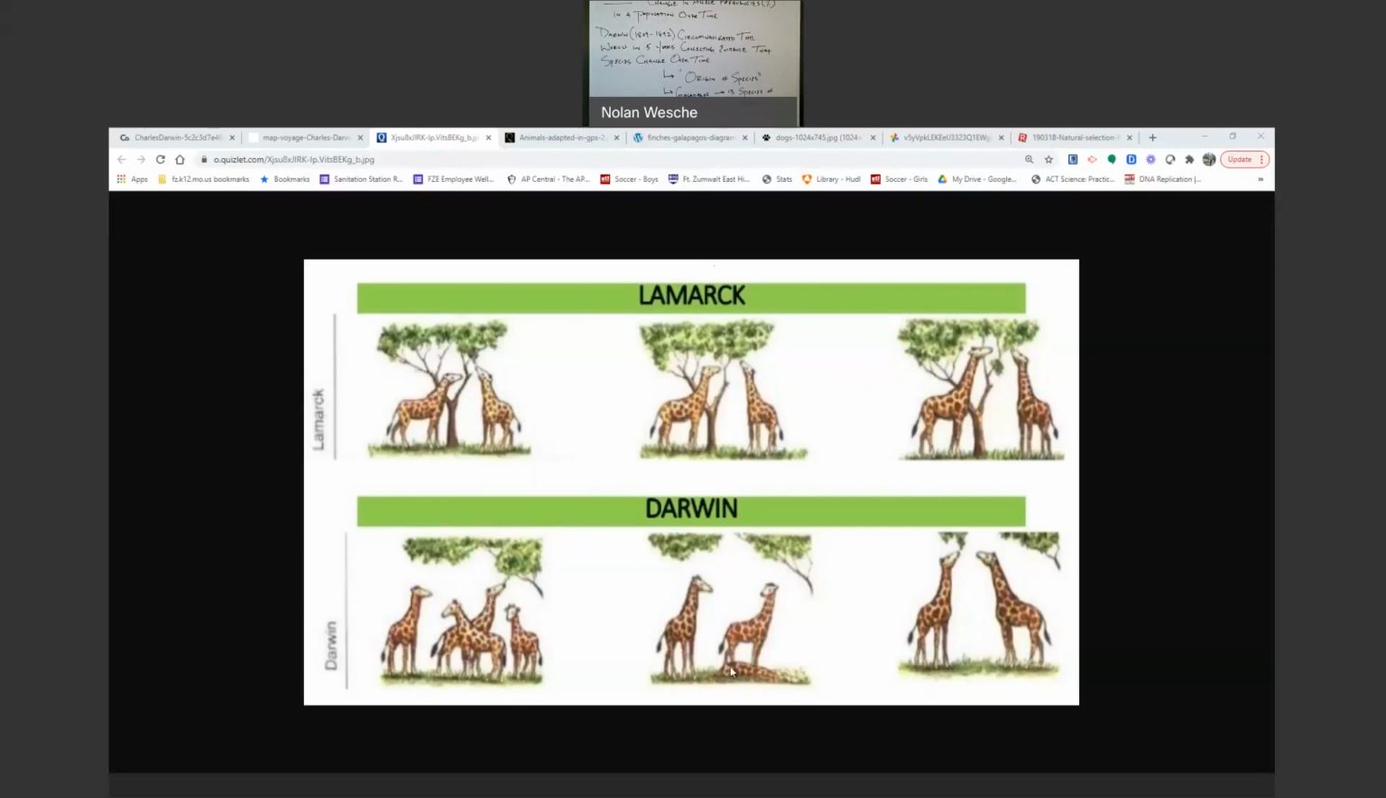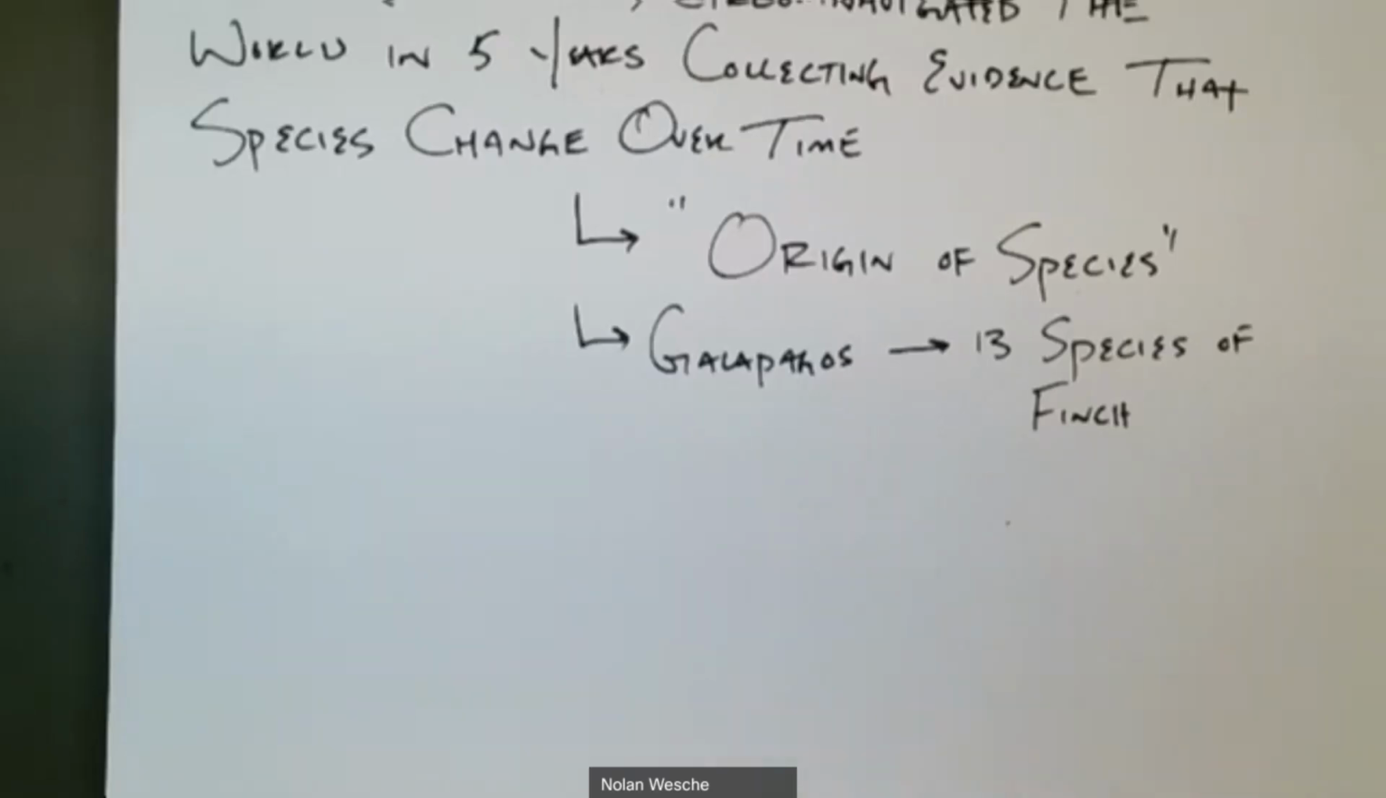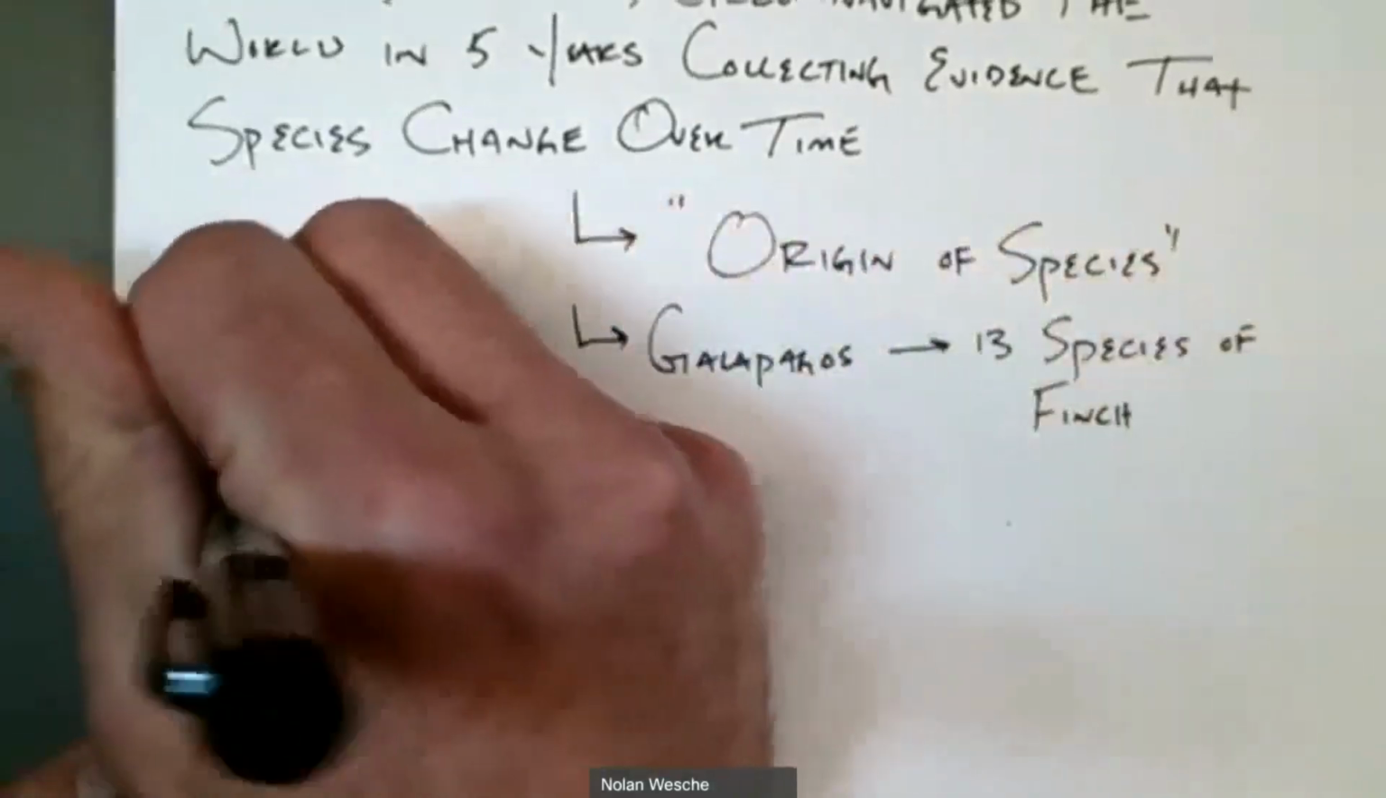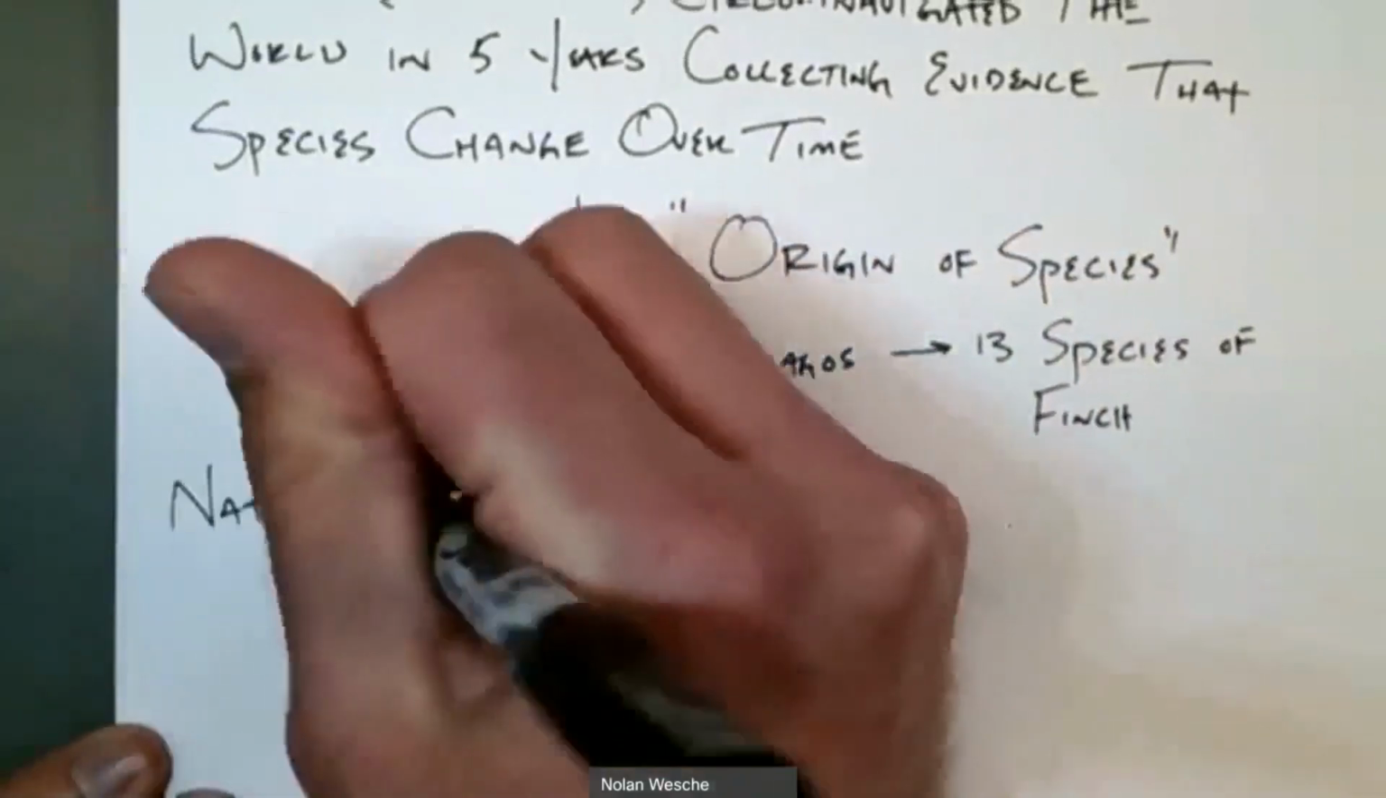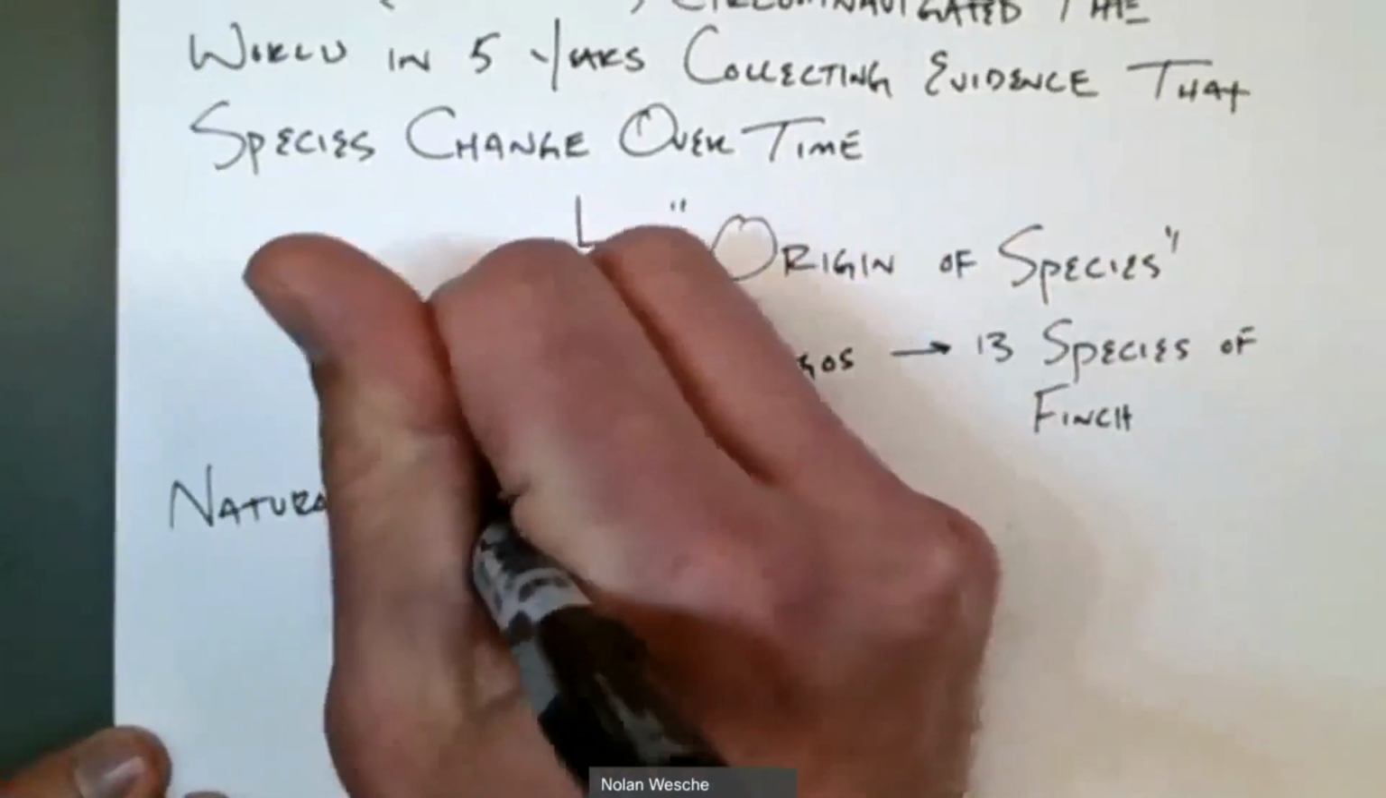And then the alleles for the ones that have longer necks will be more prevalent in the gene pool. They will survive and reproduce. And then over time, giraffes' necks will be longer because there'll be more individuals with long necked alleles. So what we call that is natural selection. So we're going to go ahead and make a note of that, natural selection.